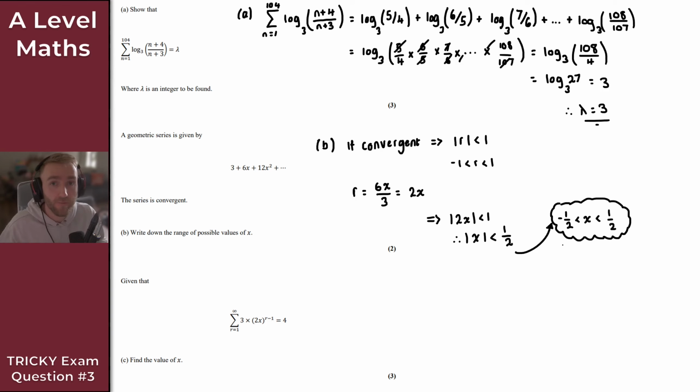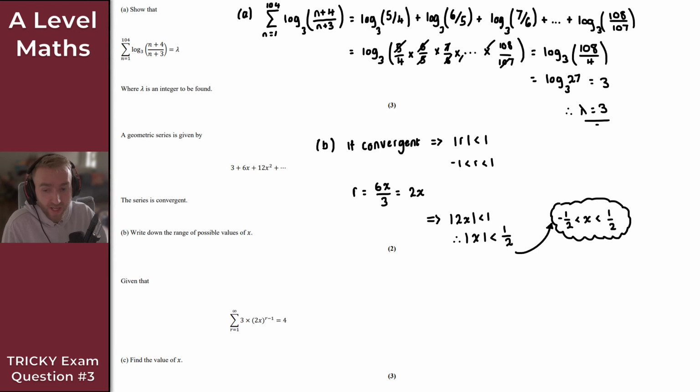That's what we'll get there for part B. And now for the very last part of this question then, what we're given here is the following summation. So the summation here from r equals 1 to infinity of 3 times 2x to the power of r minus 1 is equal to 4. And all we want to do here then is just find the value of x.